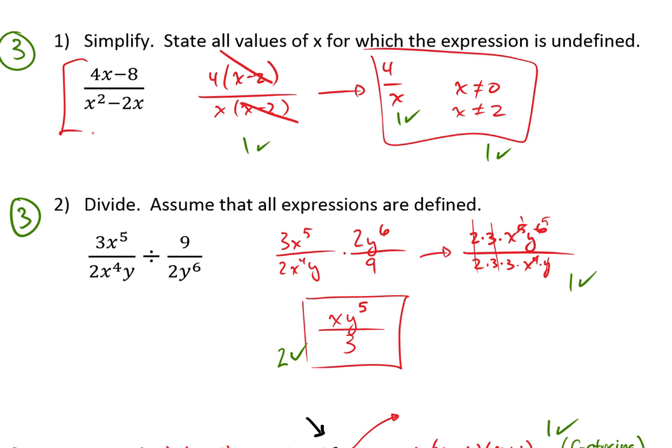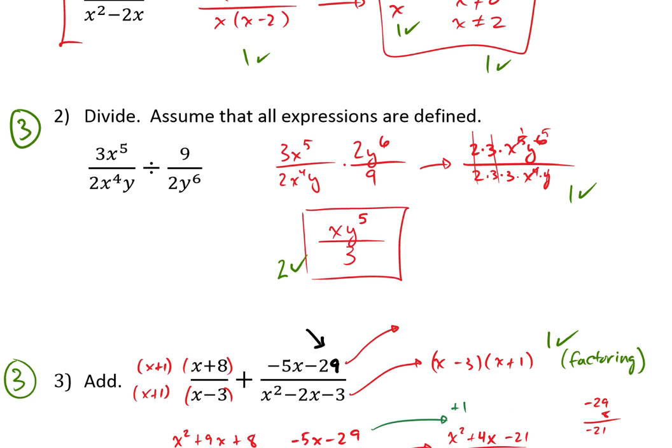In this expression, x may not be 0, and x may not be positive 2, because that would produce a division by 0 undefined error. So that's the answer I'm looking for, 4 over x, and again, it's factoring. Next problem, did you understand how to turn a division problem into multiplication?